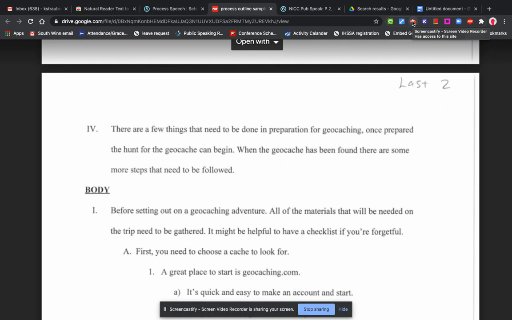So, in the next video, I'm going to talk a little bit about how to make an outline in Google Docs. Hopefully, that'll help you out. And that should be the last thing that we need to talk about with regard to outlining.